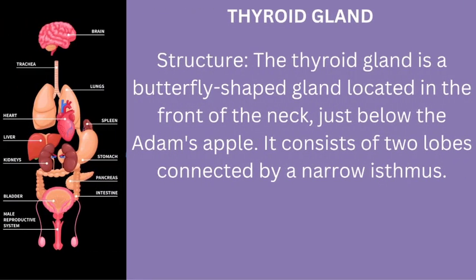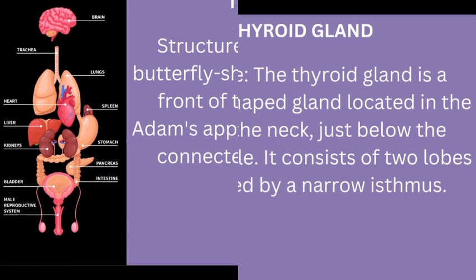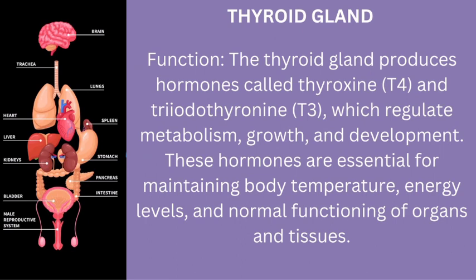Second is thyroid gland. Structure. The thyroid gland is a butterfly-shaped gland located in the front of the neck, just below the Adam's apple. It consists of two lobes connected by a narrow isthmus. Function of thyroid gland. The thyroid gland produces hormones called thyroxine (T4) and triiodothyronine (T3), which regulate metabolism, growth, and development. These hormones are essential for maintaining body temperature, energy levels, and normal functioning of organs and tissues.